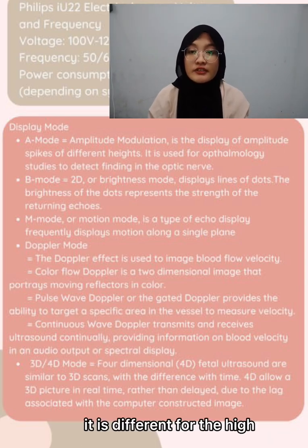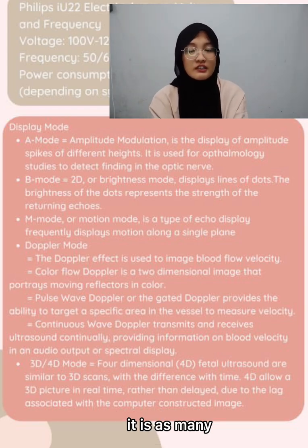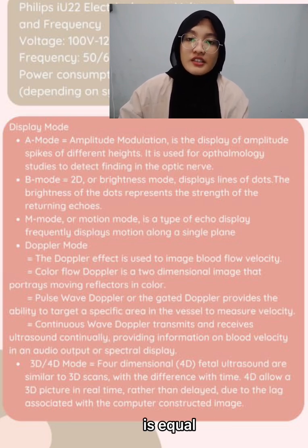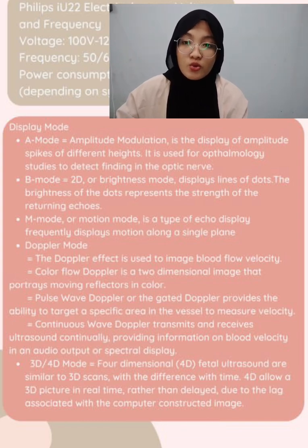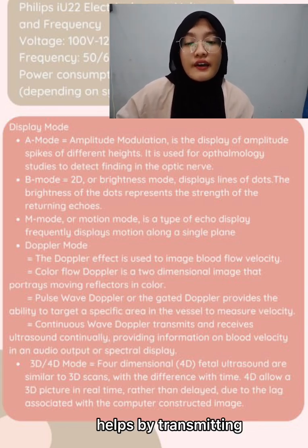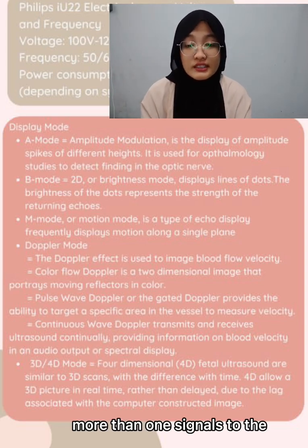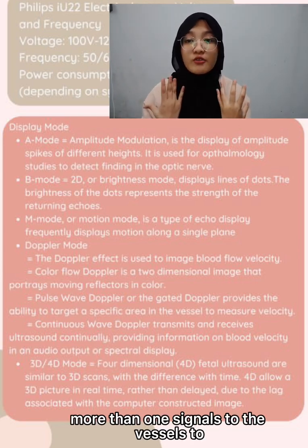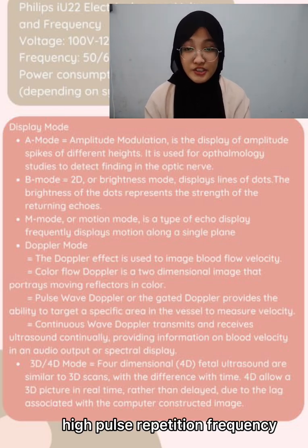It is different for the high pulse repetition frequency, where it doubles. It is as many as it can. Meanwhile, HPRF is equal to pulse wave Doppler mode, but in a better way, which helps by transmitting more than one signal to the vessels, and it receives more than one signal from the vessels. So that is what we call high pulse repetition frequency.